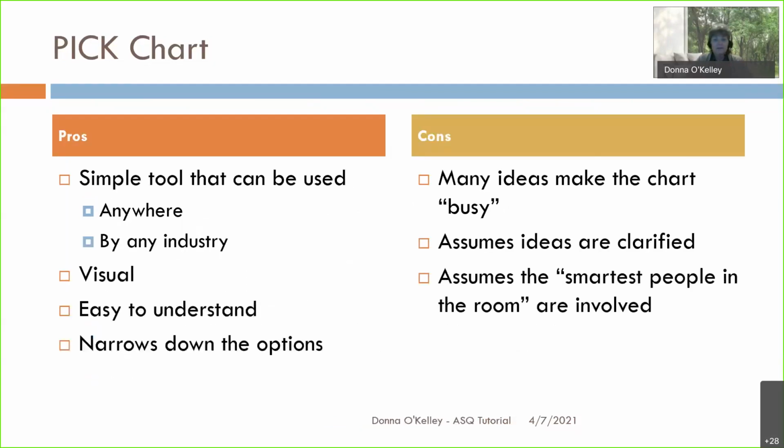So what is this? The pros and cons: anywhere, anytime, by anybody. It narrows down the options. That's the main goal here, is to have a lot of information that you want to narrow down so that you can make some educated decisions. The cons of it is that you could have lots of ideas. It could get very busy. It could be misunderstood. And it assumes that all your ideas have been clarified and everybody understands what they are. And it also assumes that you've had some subject matter experts in the room while these ideas were being vetted.